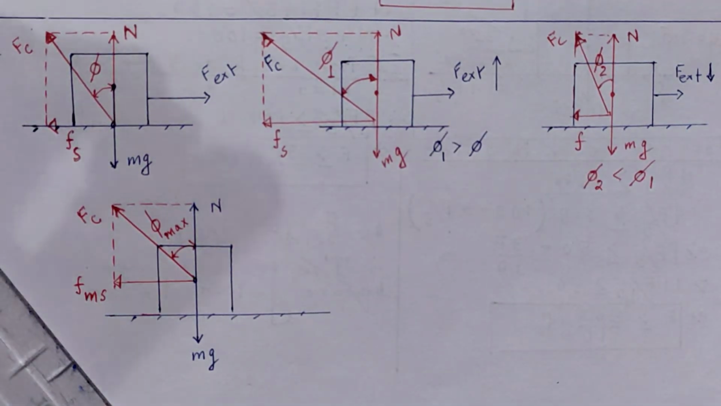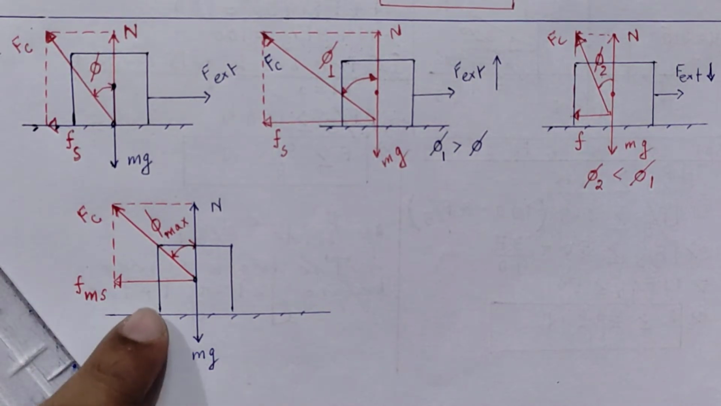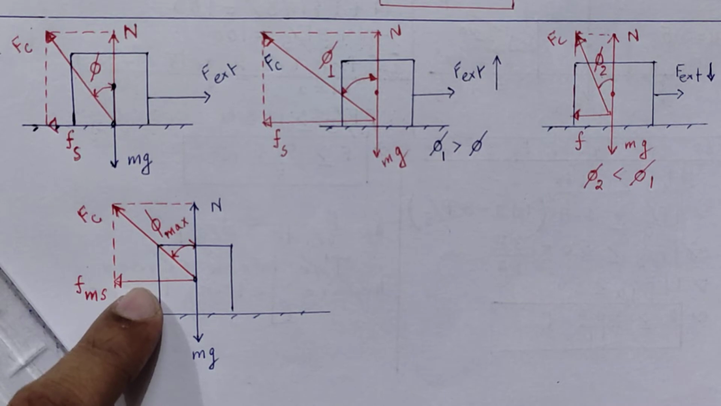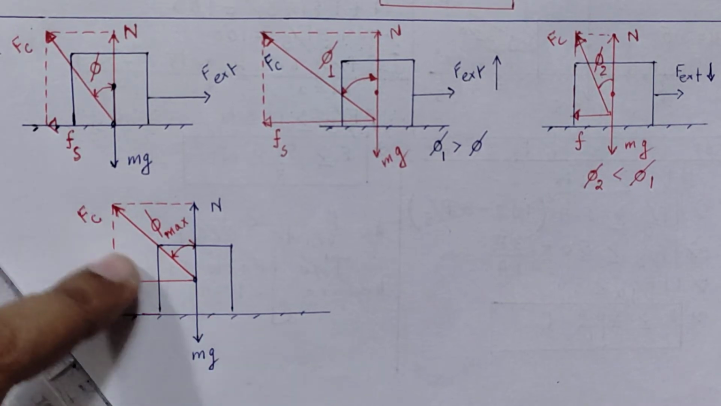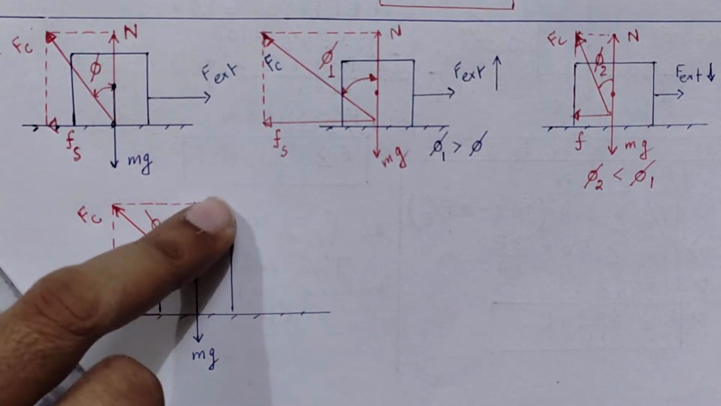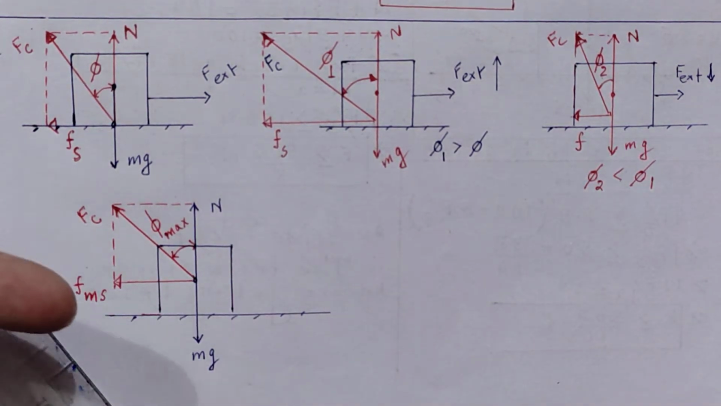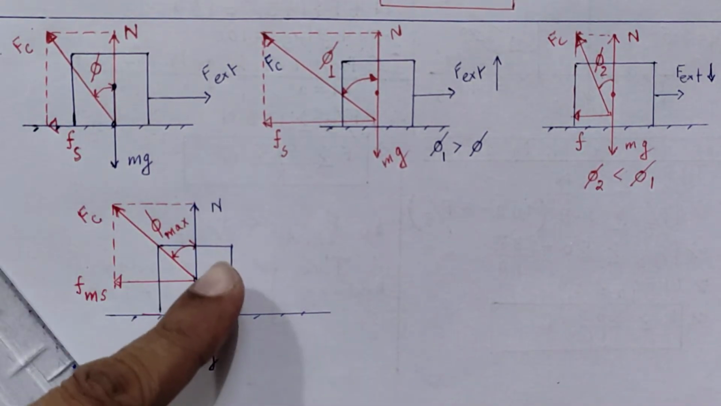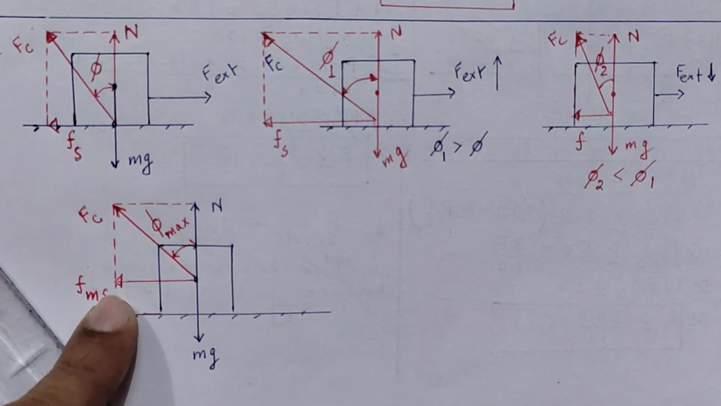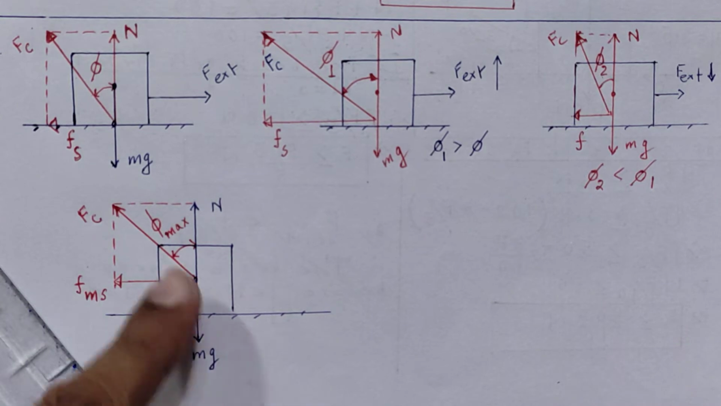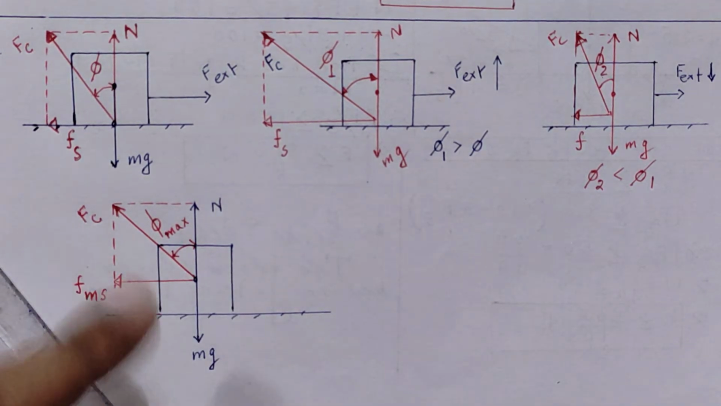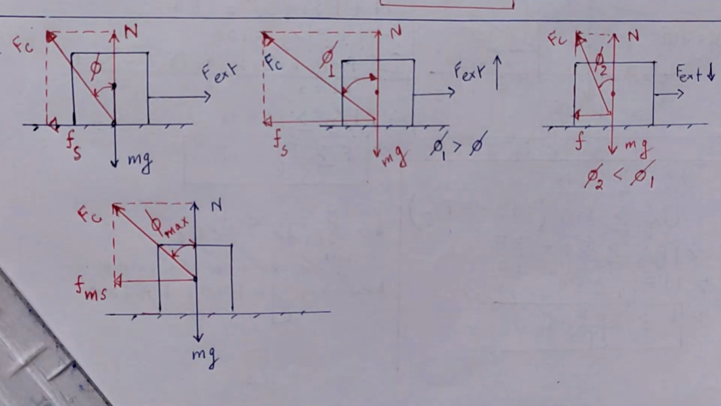So by definition, angle of friction is the angle between the resultant of normal reaction and limiting friction, or maximum value of static friction, with that of the direction of normal reaction. That is called angle of friction. So this phi max is our angle of friction.